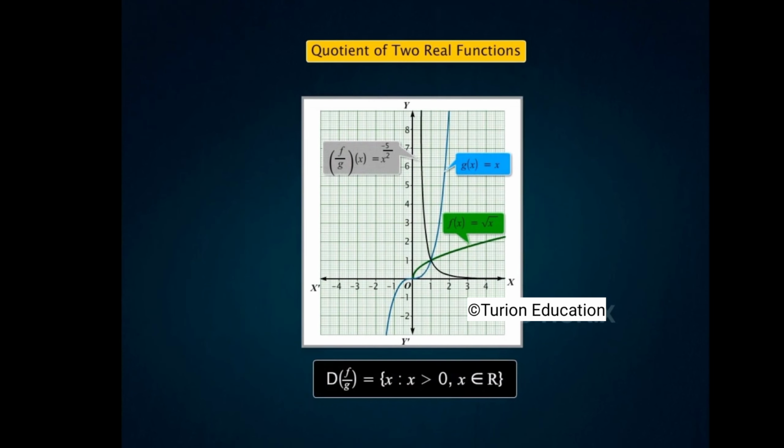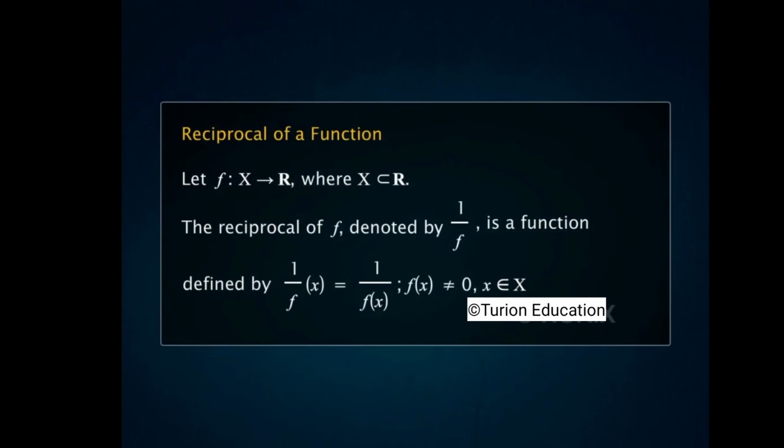Notice that the quotient function is not defined at 0, so the domain of the quotient function is the common domain of f and g, except when g is 0. A particular case of the quotient of two real functions is the reciprocal function, where the domain will be all elements of the set X, except the ones that make f of x 0.